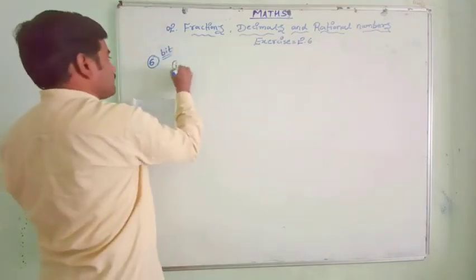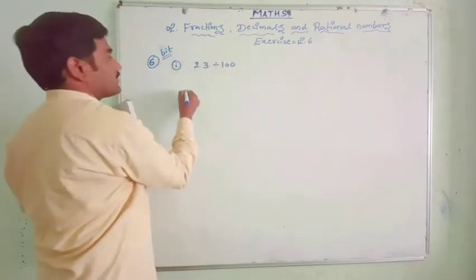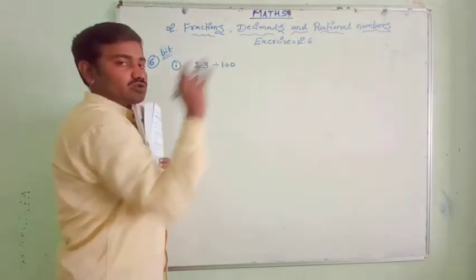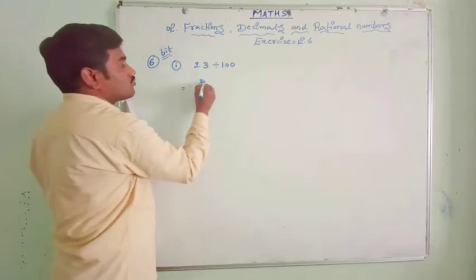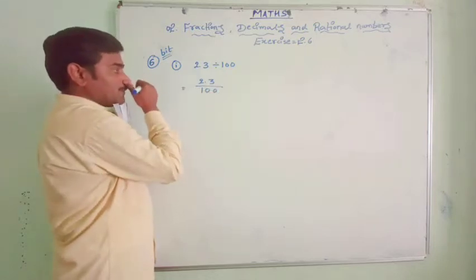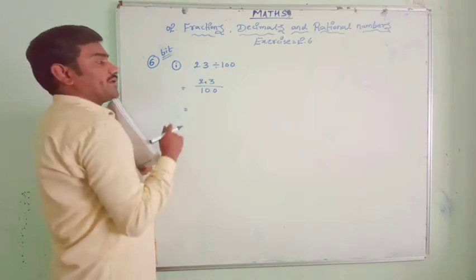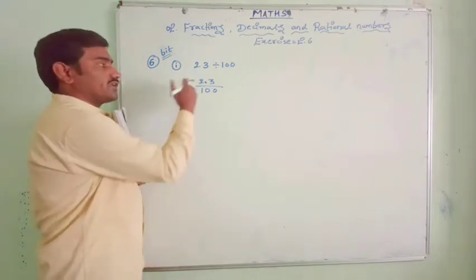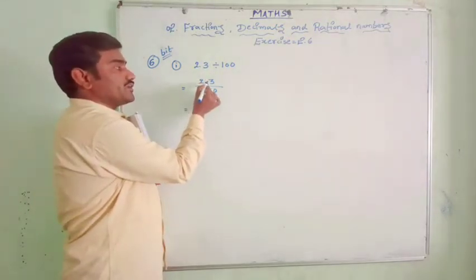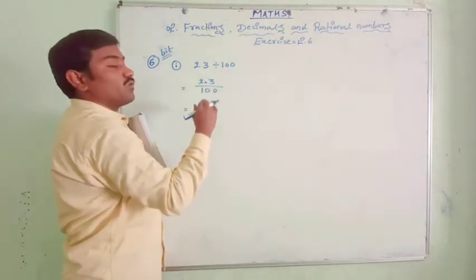Let us see the first one, that is 2.3 divided by 100. We know how to change decimals into fractions and fractions into decimals. First of all we write 2.3 divided by 100. Simple. First we'll remove the decimal point to be convenient. Directly we can do it, but we'll remove the decimal point. If you remove the decimal point from the numerator, we get a 0 in the denominator. That means we get tenths.